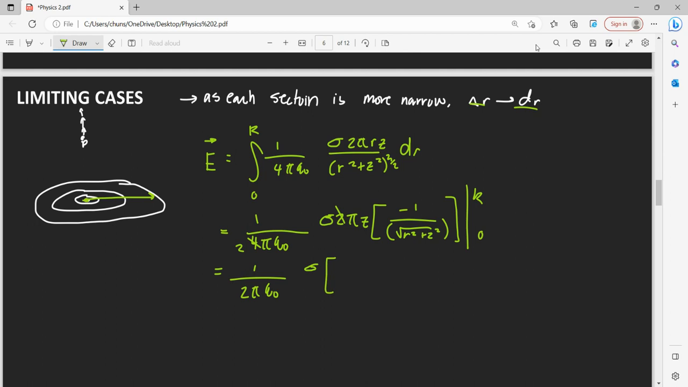Linear charge density, it's 1 minus z over the square root of r squared plus z squared, in the k hat direction.